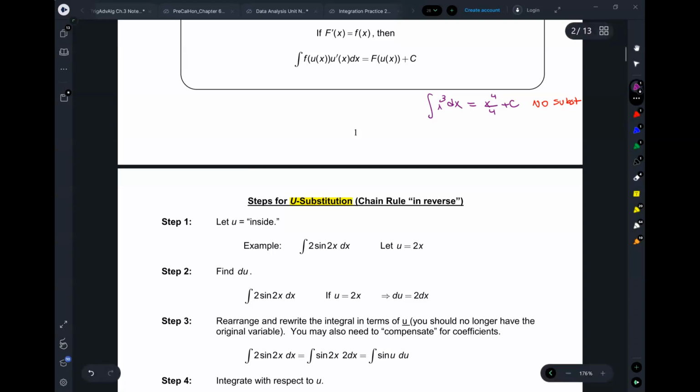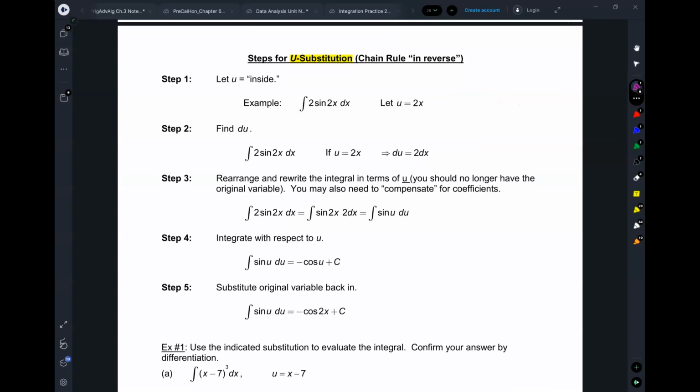However, if I have a different function, 3x minus 4 cubed dx, this is a different situation. Now that might need U substitution, because I can't just do like to the power of 4 divided by 4. I can't do that anymore.